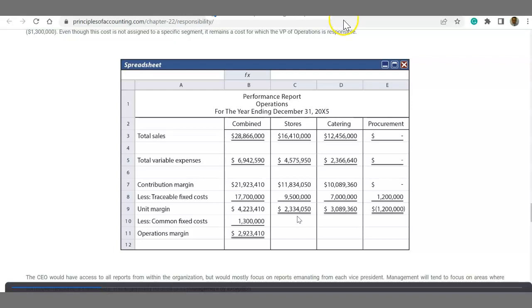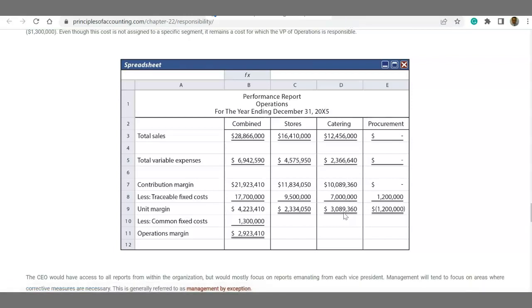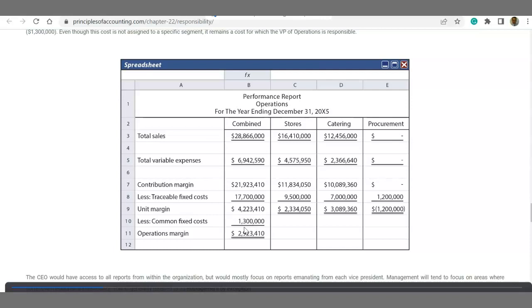Okay, so after we take contribution margin minus traceable fixed expenses, we get the unit margin for the stores, 2.3 million, and also the unit margin for catering, which is about 3 million. And we also have traceable common fixed expenses, which is 1.3 million.